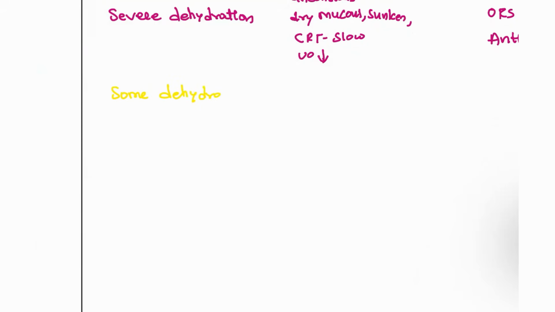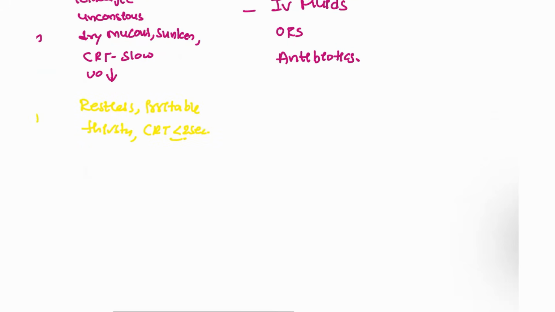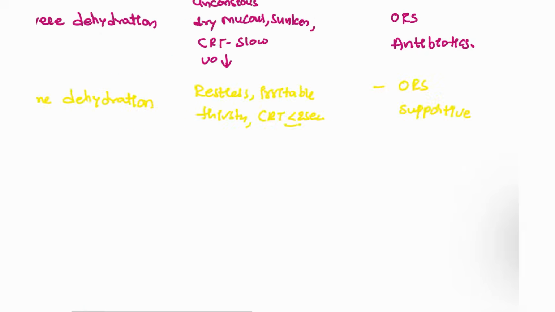Some dehydration signs are that the baby is restless, irritable, thirsty, and CRT is less than or equal to 2 seconds. For this patient, what do we have to give? Supportive treatment, but ORS. For every one episode, you have to give the ORS plan for this patient. Even if the episodes are increasing, then you have to go for IV fluid therapy. So ORS and supportive therapy is given for this baby.